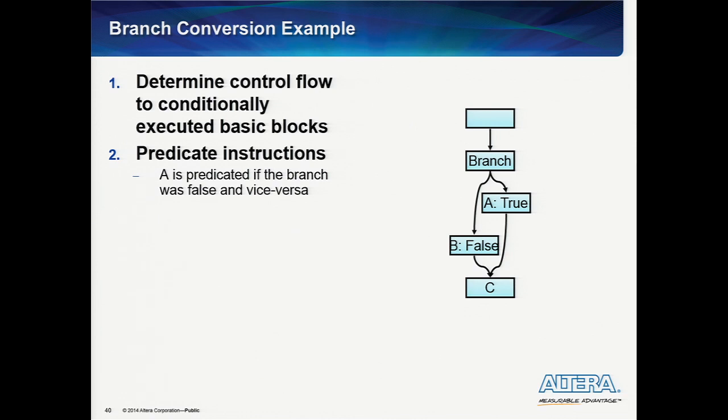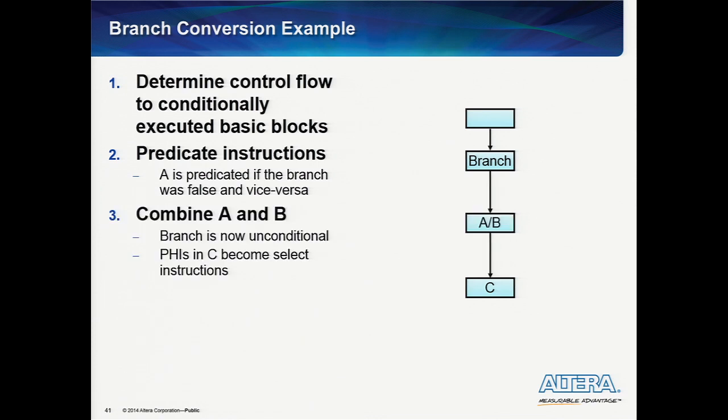We have specialized hardware to handle predication, for load stores, or anything with a side effect. Anything that can touch memory, we can predicate all of those. And we can also use select instructions to choose between instruction streams. So after this, we can now combine A and B together, and that branch becomes unconditional. We have a single predecessor to C now, so we're just going to convert those phi nodes into select instructions. And select instructions are very cheap to implement on an FPGA.